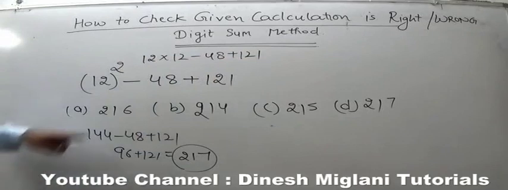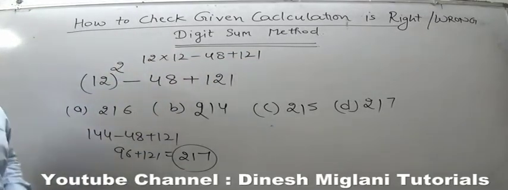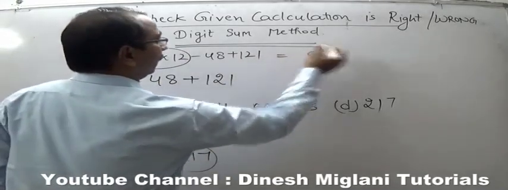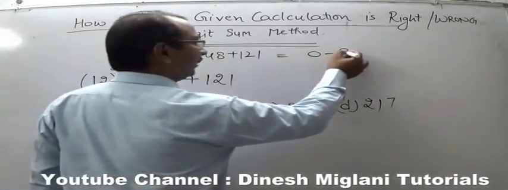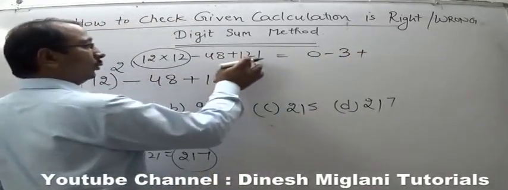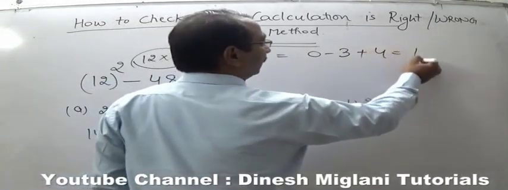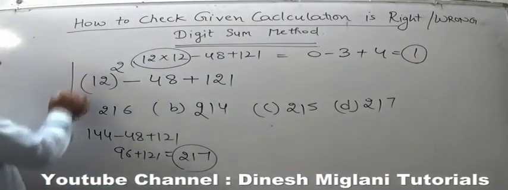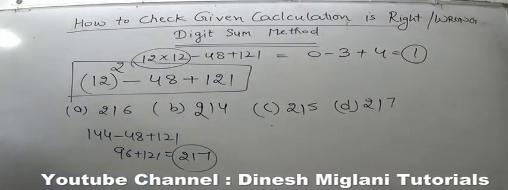Now 2 plus 1 is 3, and 2 plus 1 is 3. 3 into 3 is 9. I know that when my number is 9, we take the digit sum to be 0. So I put 0, minus 48, whose digit sum is 12, that is 2 plus 1, 3. Then minus 3, plus 121, whose digit sum is 4. Plus 4, 4 minus 3 is 1. So the digit sum of the given expression is 1.